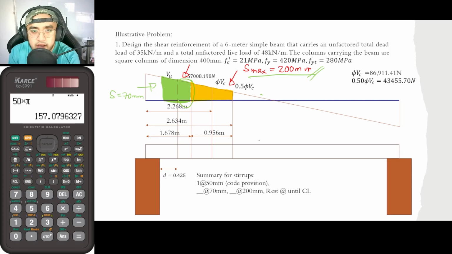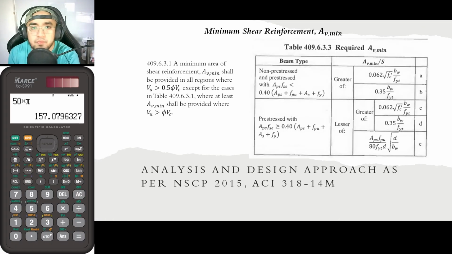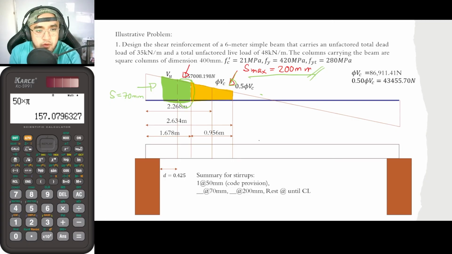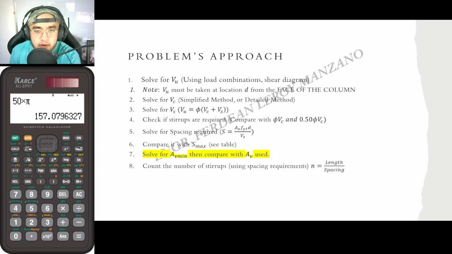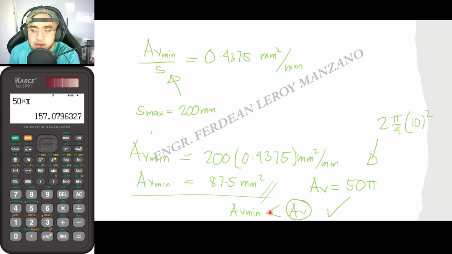Okay, so theoretically guys, at this portion, looking at this provision po. So where was that provision? AV mean shall be provided in all regions where VU is greater than 0.5 PVC. So meaning guys, from this region, from 0.5 PVC to the left, dapat daw po maging adequate yung AV minimum. And since, yun nga po, sa computation po natin dito, goods siya, edi goods na po siya.